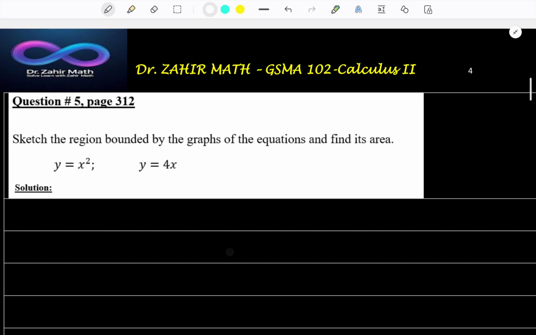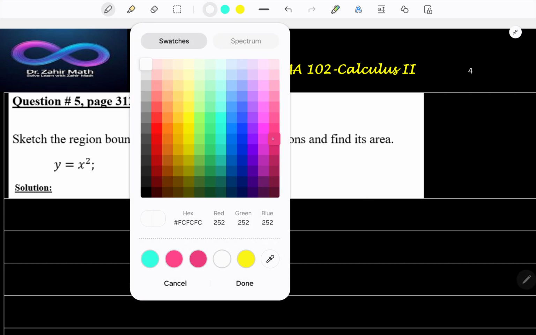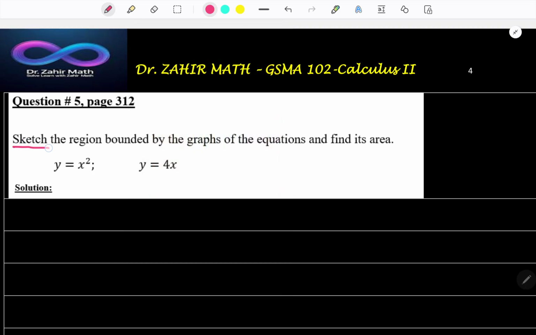So let's go to the first question. The first question is: sketch the region bounded by the graphs of the equations and find its area, right? So what is given? The first thing is sketch and find its area. What are the 2 curves given? Look here, y equals x square and y equals 4x. This is a curve. Why is it a curve? Because here is power 1 and here is power 2. Look here, this is power 1 and this is power 1, and this is going to become a line.